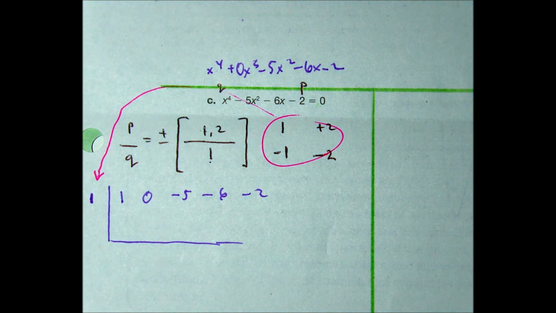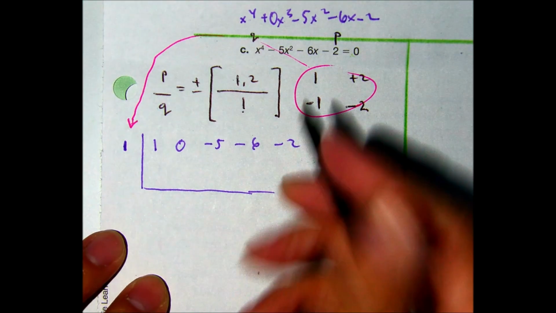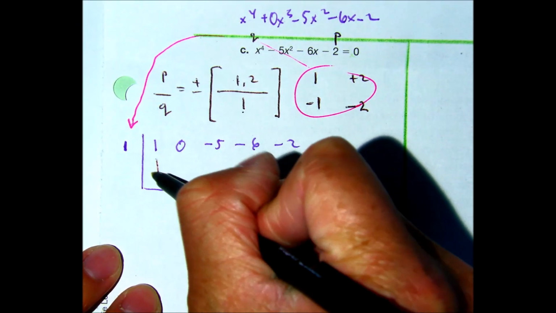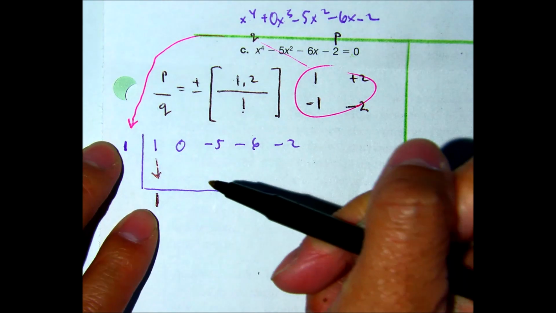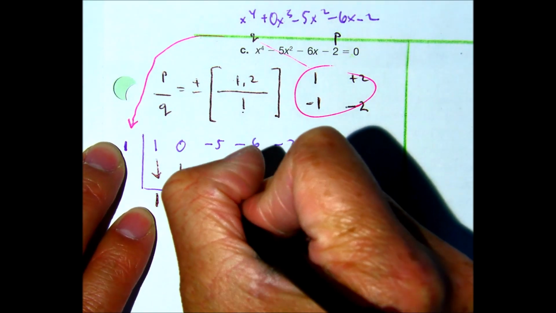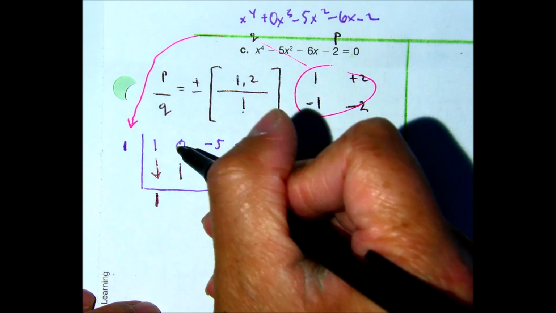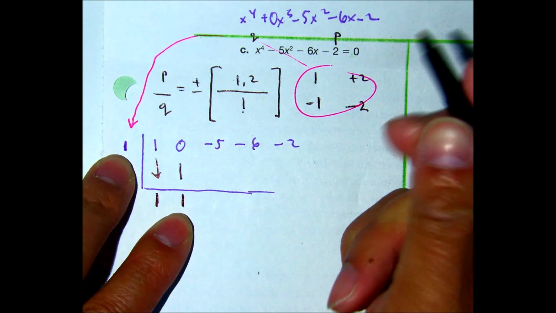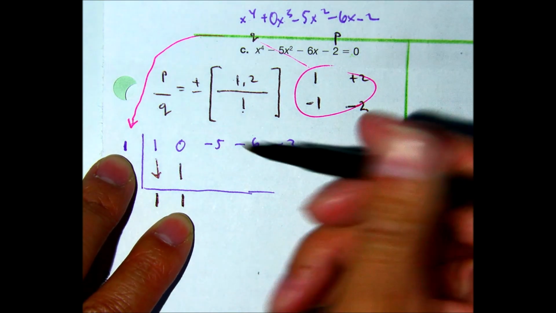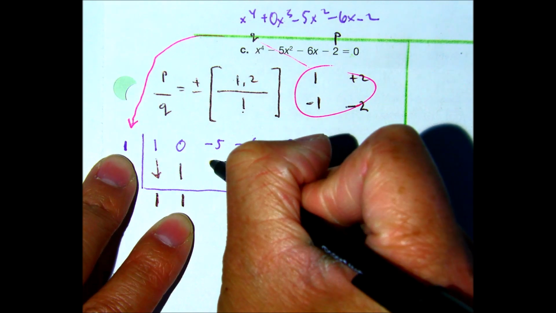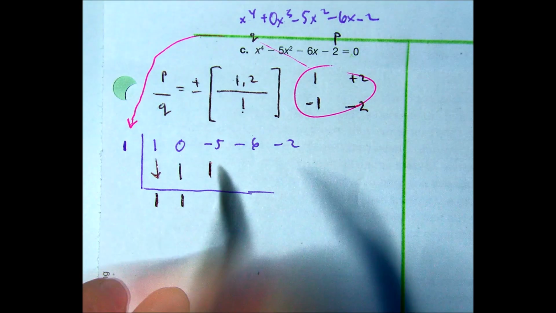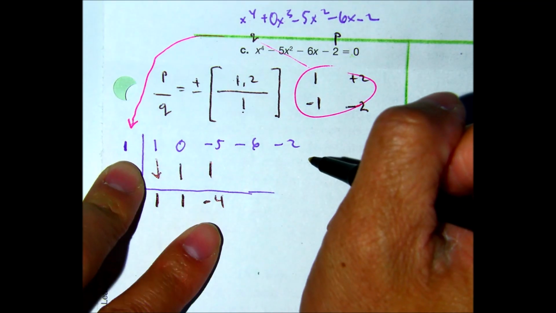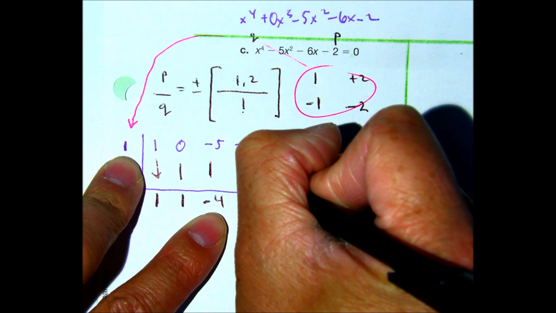Okay, Johnny, help us complete synthetic division. So you have to bring the 1 down. You do 1 times 1, which is 1. And then 1 plus 0, which is 1. And then after that, you do 1 times 1, which is 1. And then 1 plus -5, which is -4. Then you do 1 times -4, which is -4.